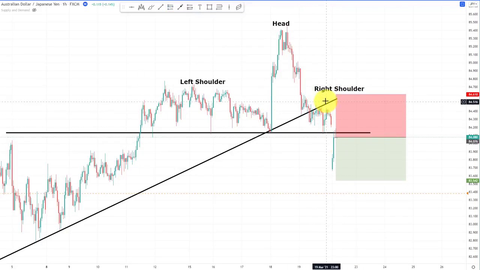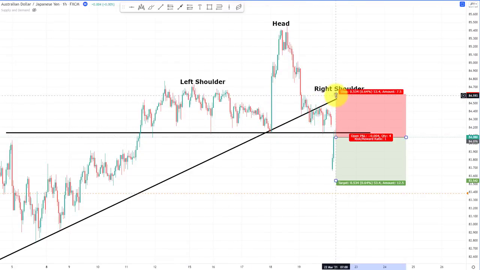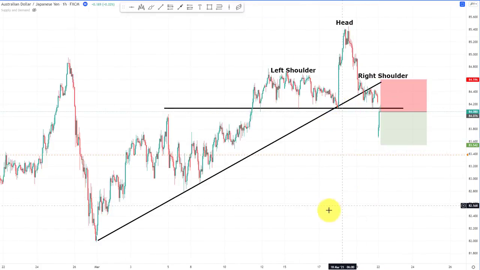Where we would put our stop loss, probably here just above the right shoulder. It would be protected now by this support level, by the trend line, and also here we are above the recent high, which gives the trade a lot of context.